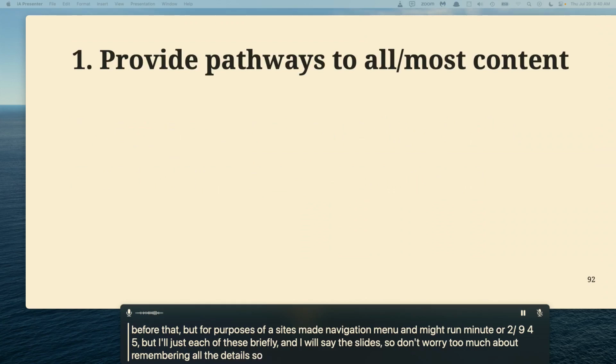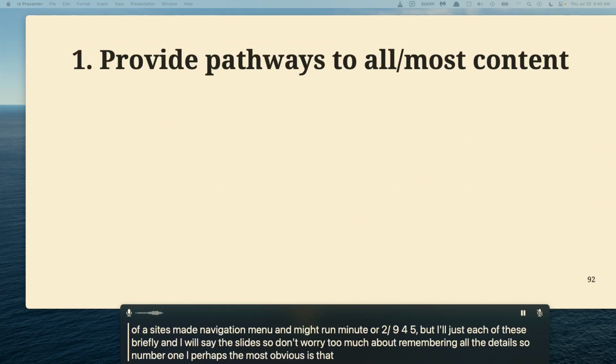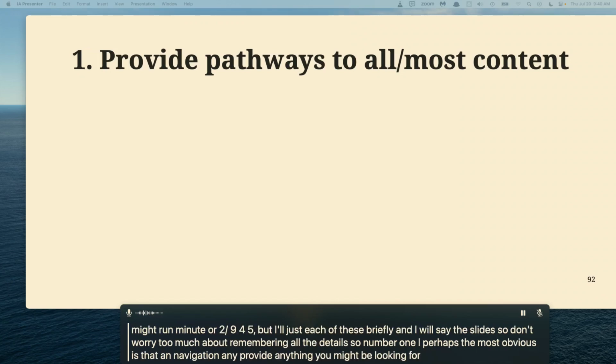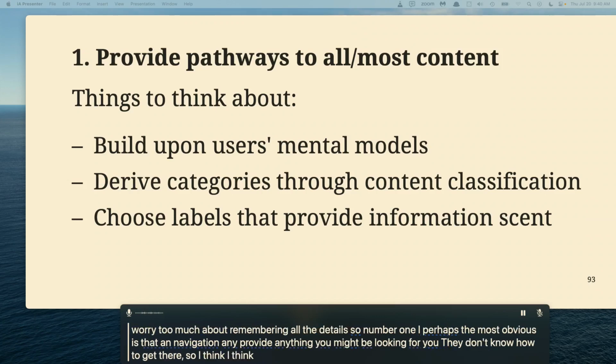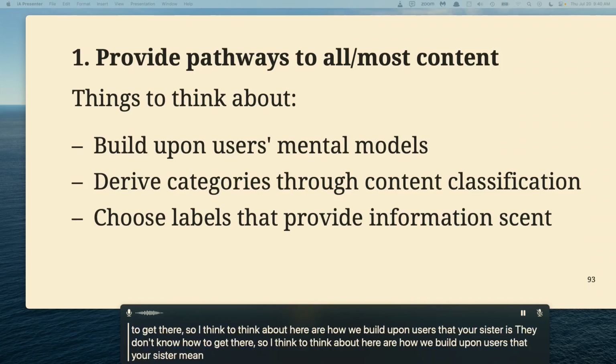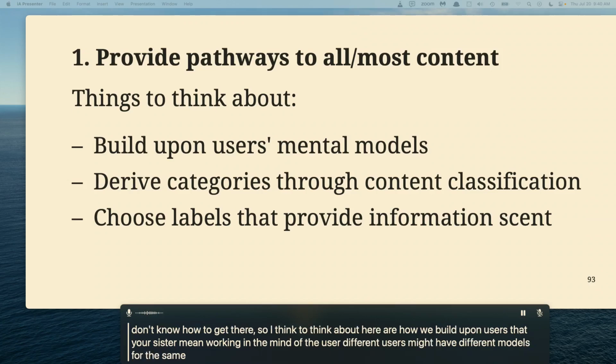So number 1, perhaps the most obvious, is that a navigation menu provides a path to anything the user might be looking for, even if they don't know how to get there. Some things to think about here are how we build upon users' mental models. How is this domain organized in the mind of the user? Different users might have different mental models for the same content.